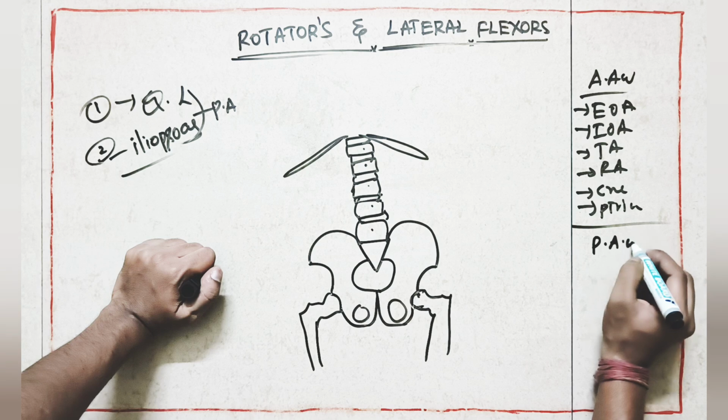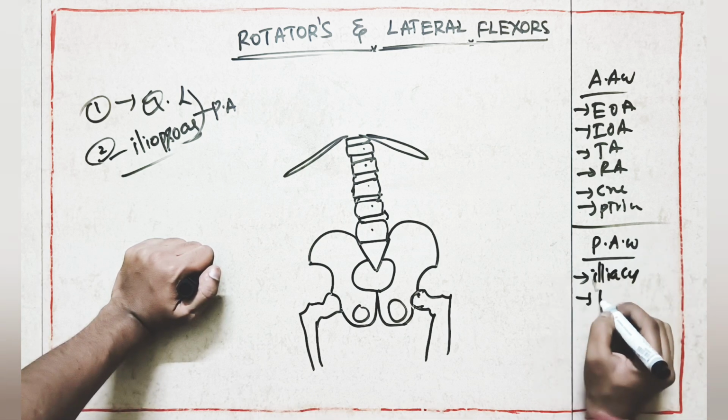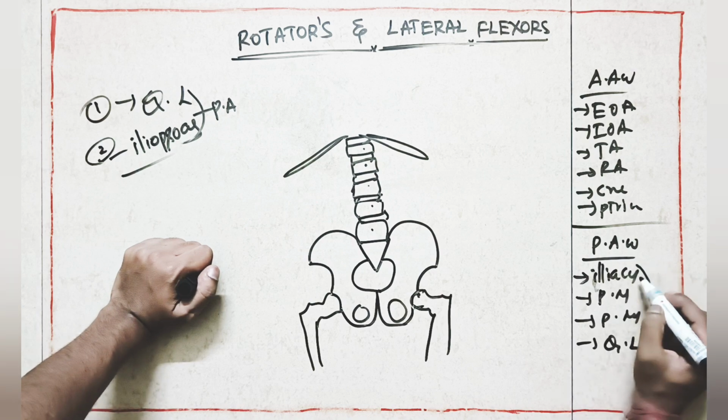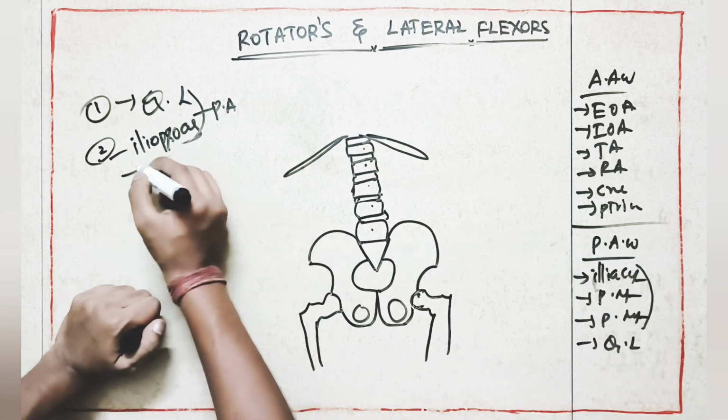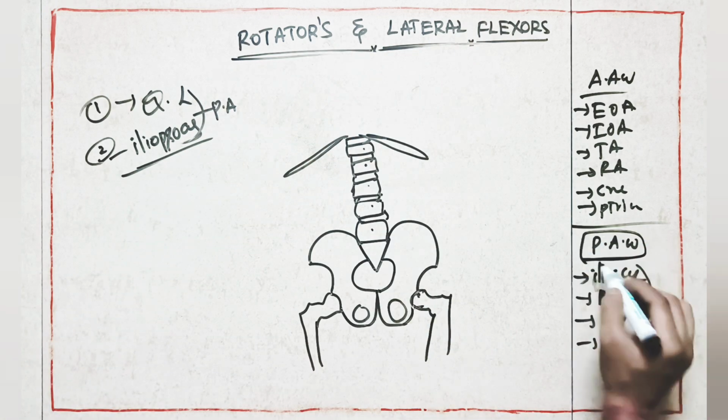If you see the posterior abdominal wall muscles, here we will be having the iliacus muscle, psoas major muscle, psoas minor muscle, then quadratus lumborum. So these three muscles together, iliacus, psoas major, psoas minor, together we call iliopsoas. So finally the rotation and lateral flexion will happen by the posterior abdominal wall muscles.